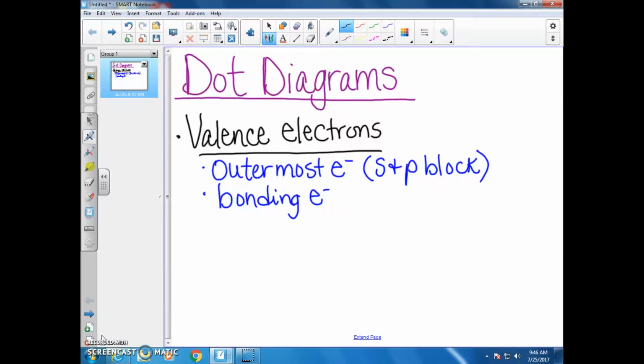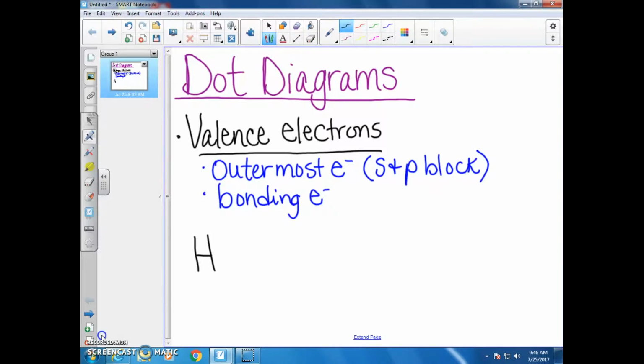And so doing a dot diagram is going to be important to you because you're showing how many electrons are available for bonding. When you do a dot diagram, you have to remember to put the symbol of the element in the center and place the dots around the symbol to show all the valence electrons. Let's start with a simple one like hydrogen.